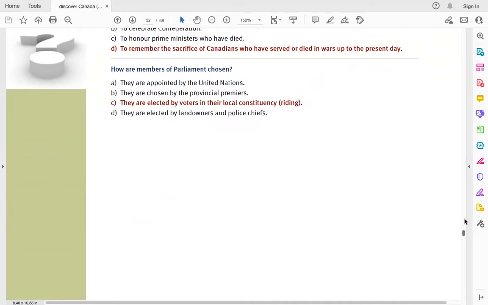3, how are members of Parliament chosen? A, they are appointed by the United Nations. B, they are chosen by the provincial premiers. C, they are elected by voters in their local constituency or riding. D, they are elected by landowners and police chiefs. The correct answer is C, they are elected by voters in their local constituency or riding.